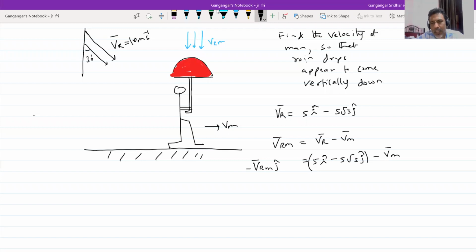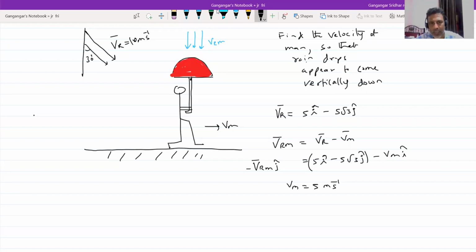So what should happen to VM now? Equate and further you write it. Let me write here. This will become equate i component. So VM equal to how much? 5 meter per second. If the man runs with 5 meter per second, he has to hold the umbrella vertically up. If he runs with more than 5 meter, he has to hold the umbrella inclined in such a way that the dome of the umbrella lies in the first quadrant. If he runs with a speed less than 5 meter, then the umbrella lies in the second quadrant. Able to make it out? I gave all three cases.